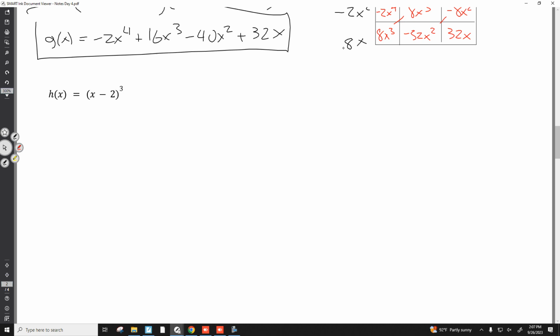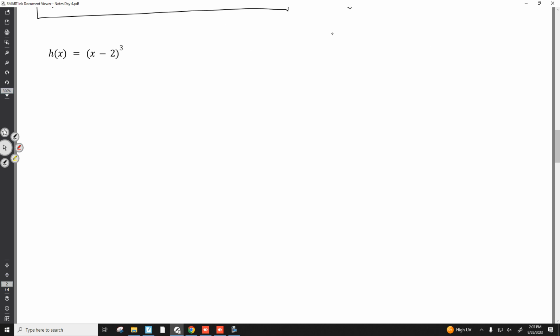Now we come to this guy. Again, the big mistake you guys made on the last page is you thought that this is just x cubed minus 8. That's not right. What's x minus 2 times x minus 2 times x minus 2? Go. What's negative 2 times negative 2? Positive 4.